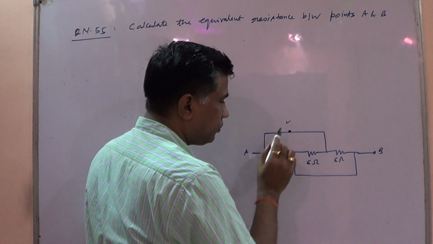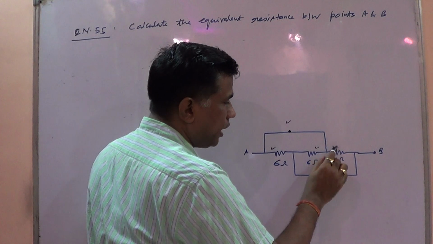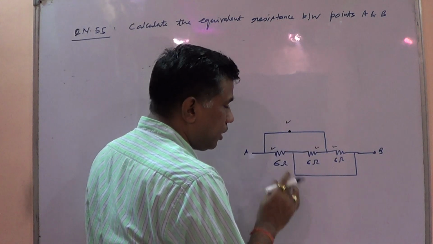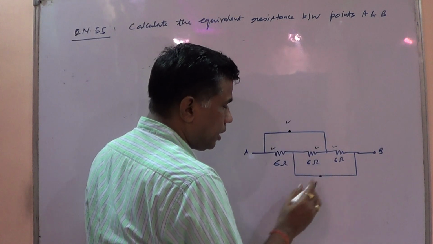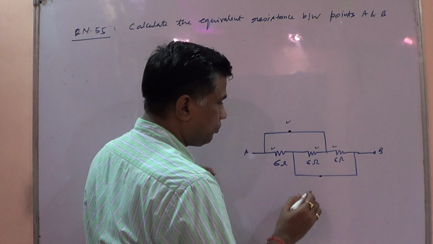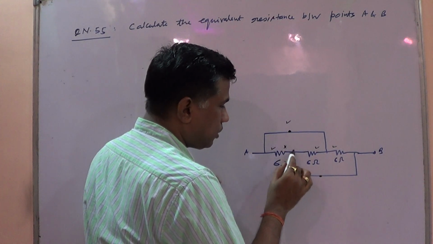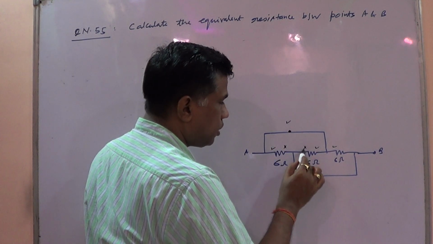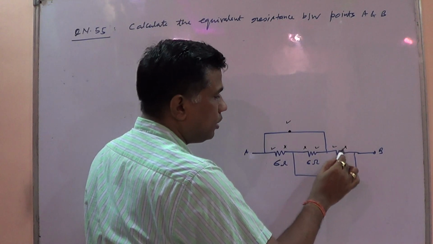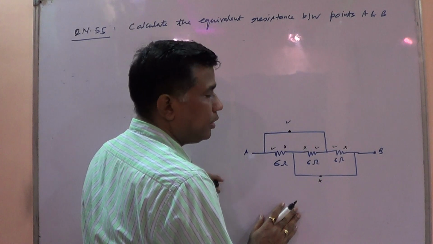See, this is also connected with this point. This end is also connected with this point. Remaining ends of all resistances are connected by this point. So see, this cross is connected by cross, this cross is again connected by cross, this cross is again connected by cross. So all these 3 resistances are in parallel.